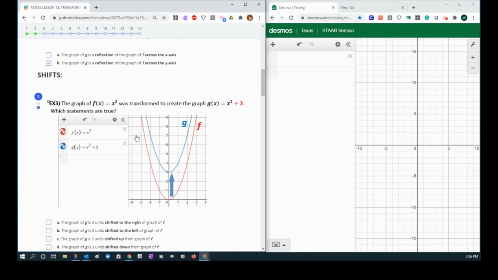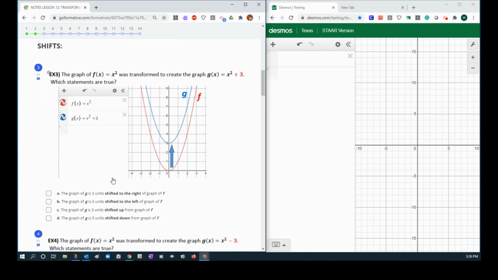Well, if you notice right there, the red line and the blue line, basically the blue line went up 3 units. So we say that the graph of G is 3 units shifted up from graph F. So the letter C will be the correct one because the blue line is the result of shifting the red line 3 units up, okay?